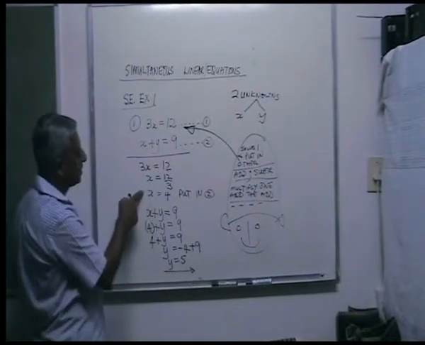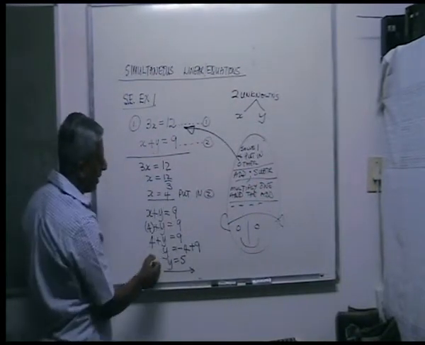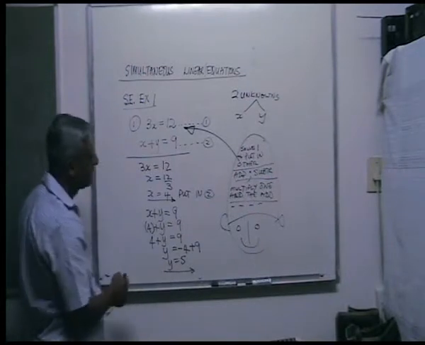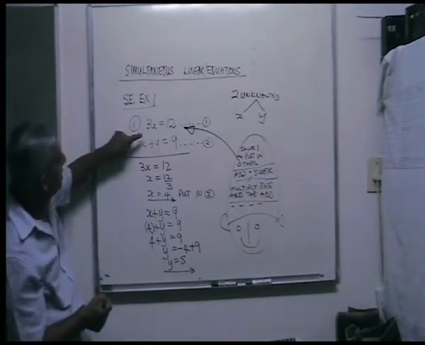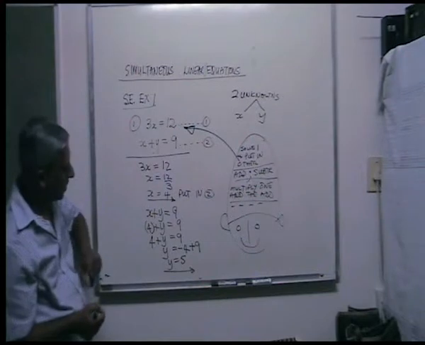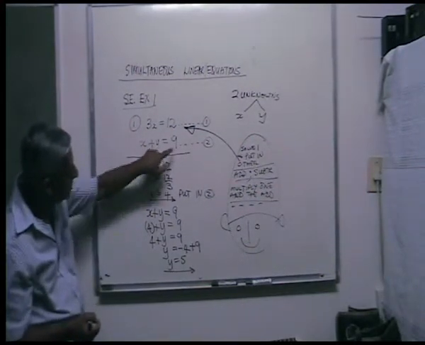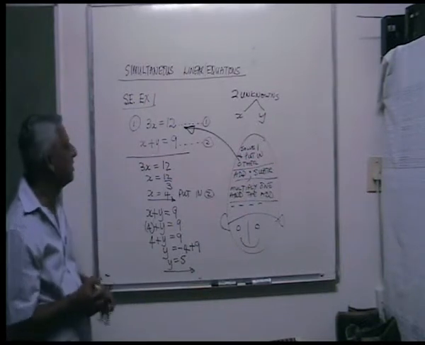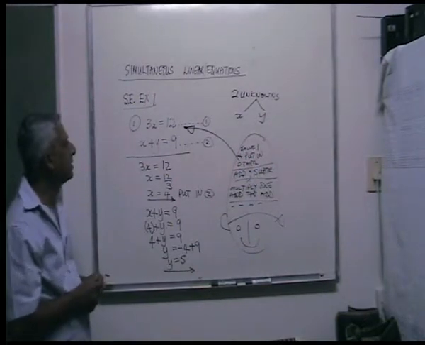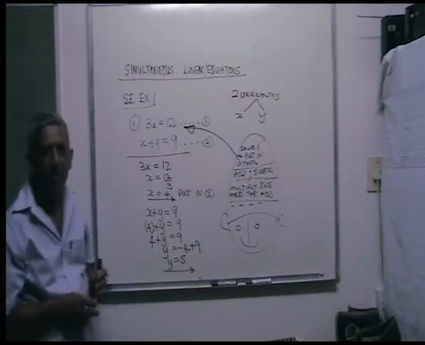So we solved it. We got x is 4 and we got y is 5. And you can test. 3 times 4 is 12. And 4 plus 5 is 9. You're testing your answers to see if it is correct. Alright, now we're going to work out number 2.